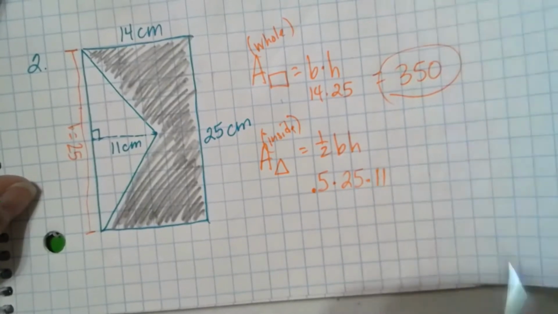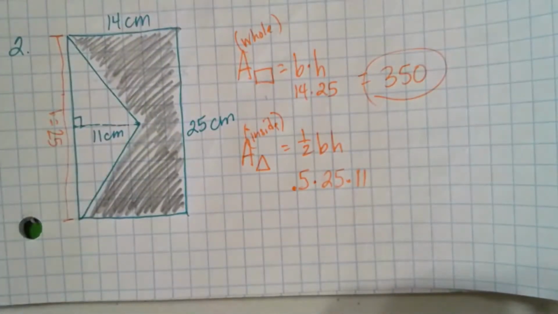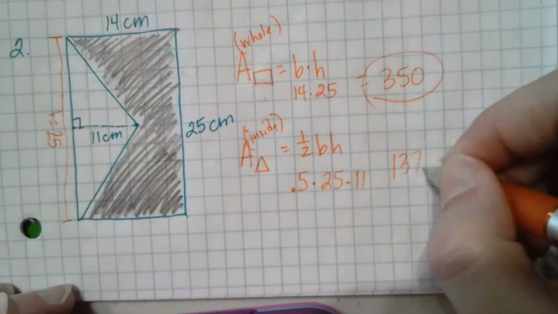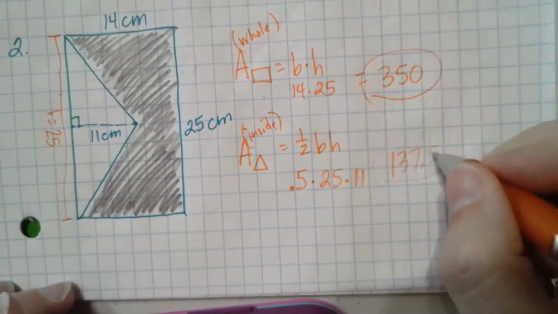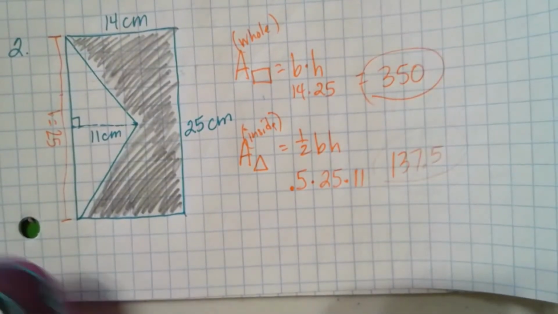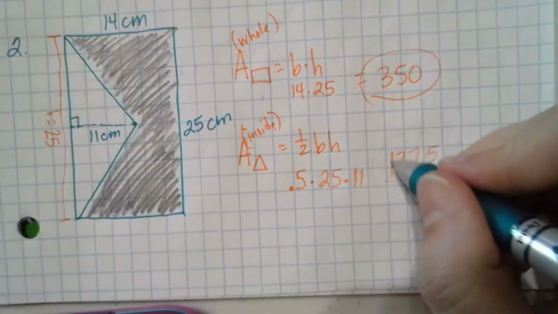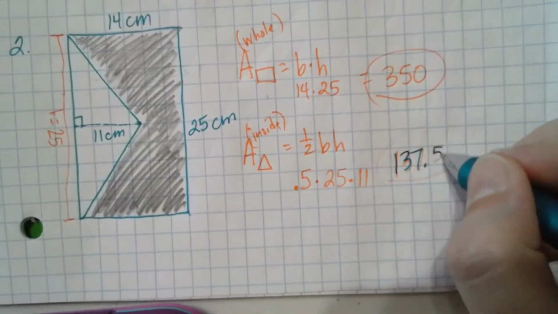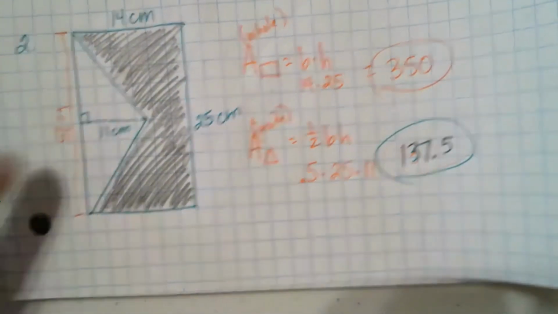Uh-oh, I think my pen's about to die. 1/2 of 25 times 11 is 137.5. Oh, my pen's dying. Okay, 137.5. What am I going to do with these two values now?